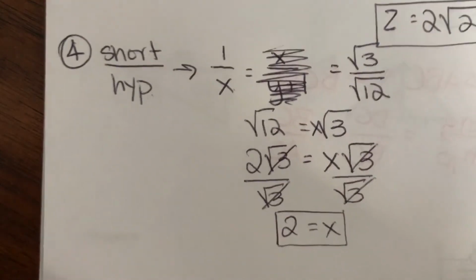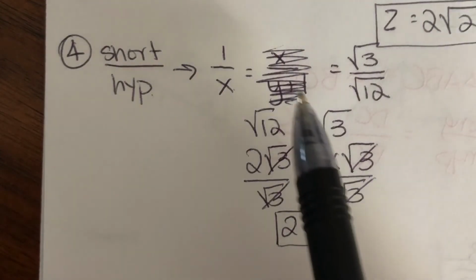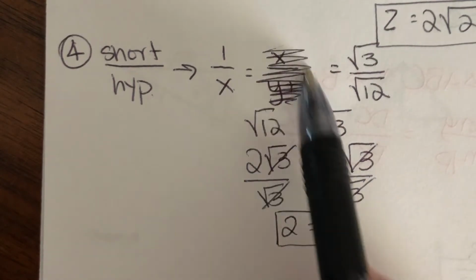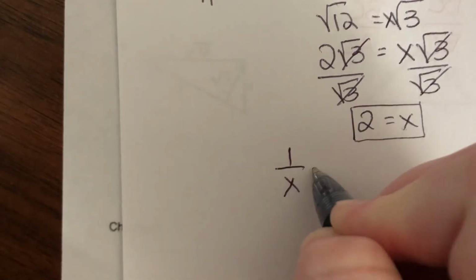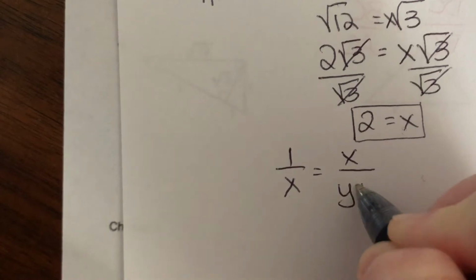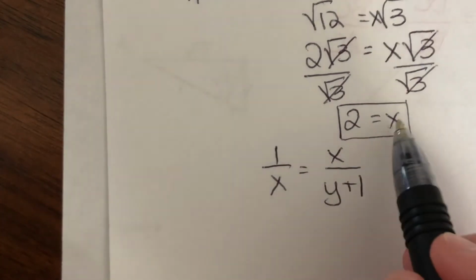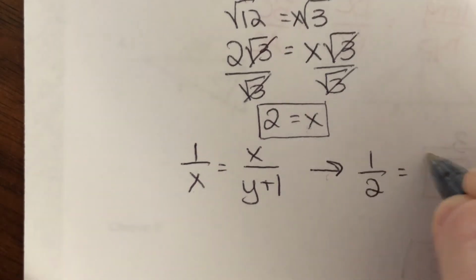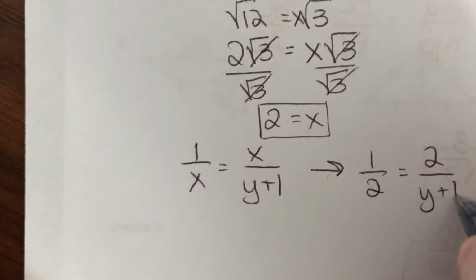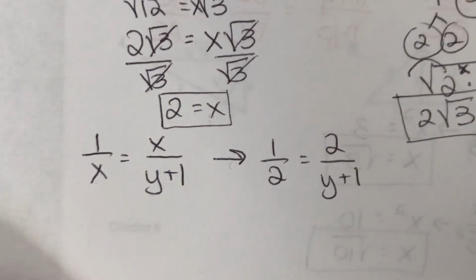But I know what x is now. And didn't I use y up here? I marked it out because I didn't know what it was, but didn't I have a proportion set up? I had 1 over x equals x over y plus 1. And now I know that x is 2. So 1 over 2 equals 2 over y plus 1. Couldn't I solve this for y? If the goal is to solve for x and y, can I do that? They're two equal ratios, right?